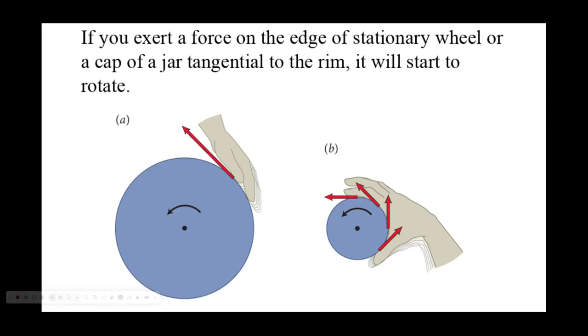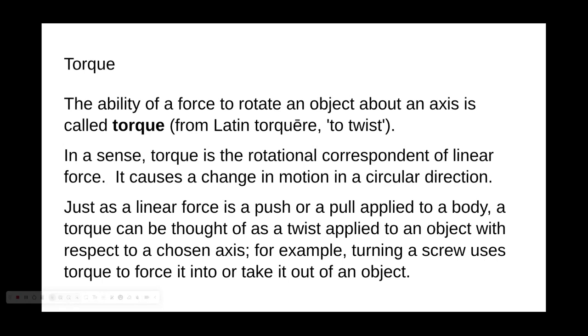So imagine you're trying to open a jar lid. If you take your hand and twist, then you might be able to open that lid. This application of a force, which is attempting to rotate an object about an axis, is called torque. In a sense, torque is the rotational correspondent of linear force. It causes a change in motion, but in a circular direction.